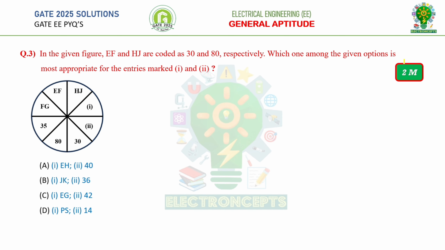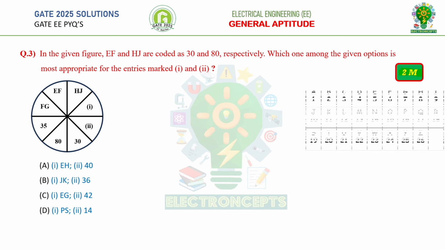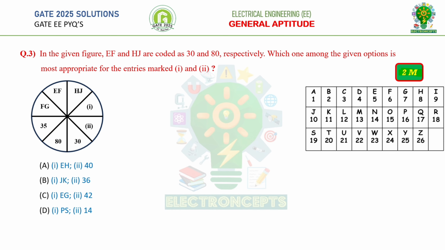Now, let's solve the third question, which is a GATE 2 mark question. In the given figure, EF and HJ are coded as 30 and 80 respectively. Which among the following options is most appropriate for the entries marked 1 and 2? Now let's solve the question. To solve this question, we need the alphabet to number code values.